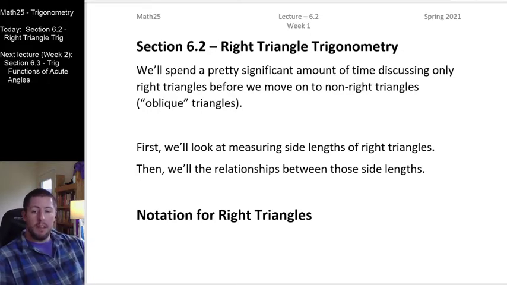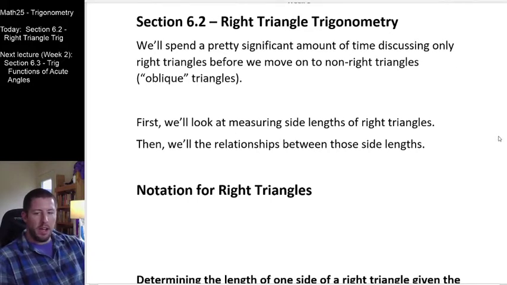So today, the two primary things we're going to do is, we're first going to look at how we measure side lengths of right triangles. Then we're going to look at the relationships between those side lengths after we've determined how to measure them. But before we do that, we want to get some general notation for how you should expect to look at right triangles this semester, and some names for some things here.